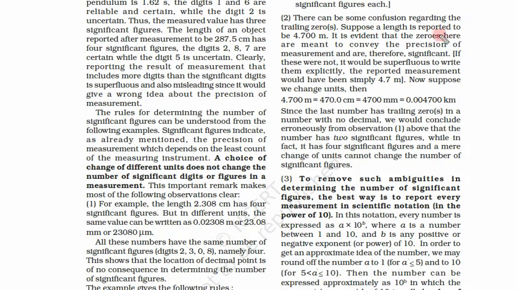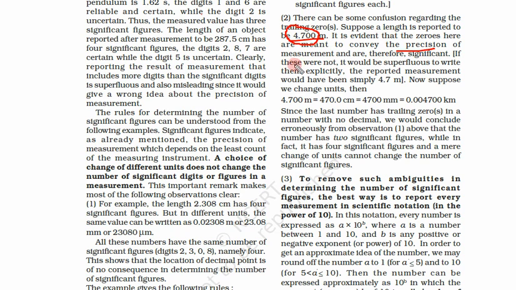There can be some confusion regarding the trailing zero. Suppose a length is 4.700 meter. So it is evident that the zeros here are meant to convey the precision. The length is definitely 4.7 meter, but why have we added the 0s? We have added them to show that the length is measured very precisely, up to the third digit after the decimal in meter. Therefore these numbers are significant. Why? Because we have measured this quantity with that precision.